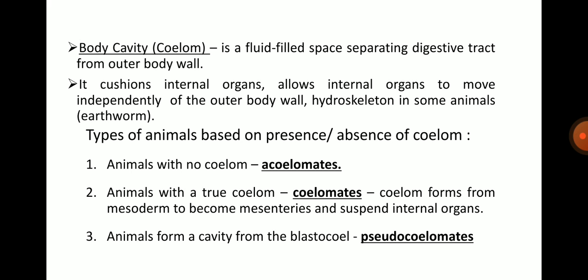So among the lowest bilaterians, that is triploblastic forms, the space between the body wall and gut is filled up by parenchymatous cells derived from the mesoderm. Such animals are known as acoelomates. Examples are the forms belonging to phylum Platyhelminthes and Nemertini.